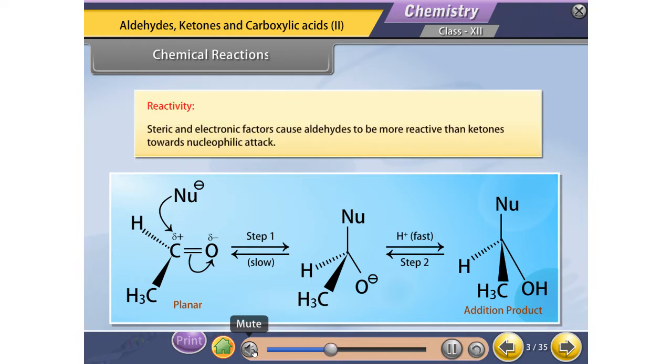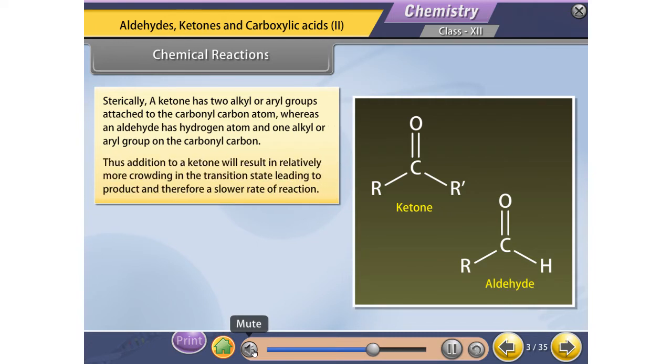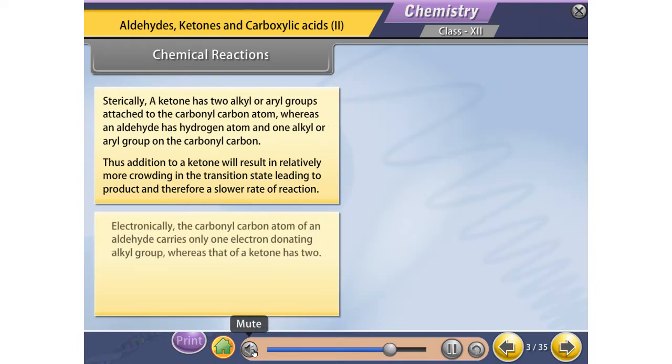Reactivity. Steric and electronic factors cause aldehydes to be more reactive than ketones towards nucleophilic attack. Sterically, a ketone has two alkyl or aryl groups attached to the carbonyl carbon atom, whereas an aldehyde has a hydrogen atom and one alkyl or aryl group on the carbonyl carbon. Thus, addition to a ketone will result in relatively more crowding in the transition state leading to the product, and therefore a slower rate of reaction.